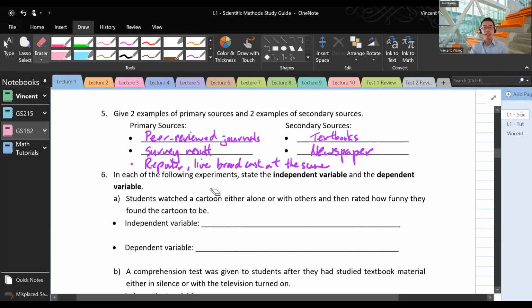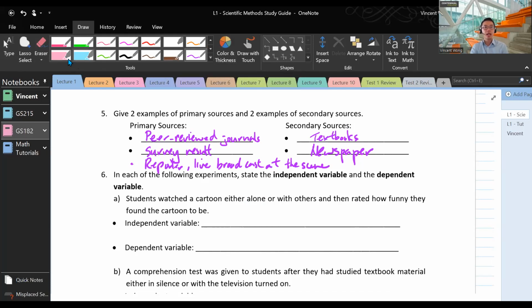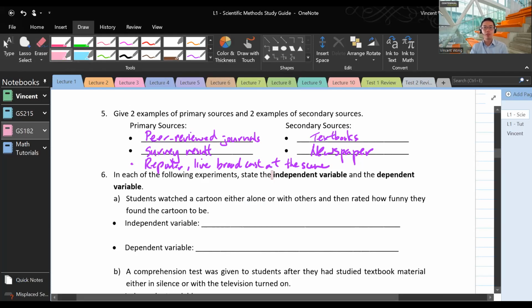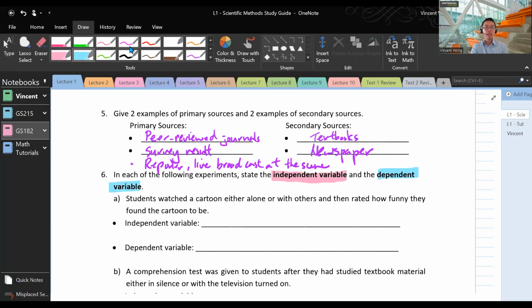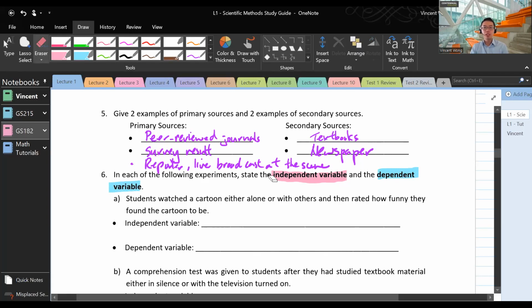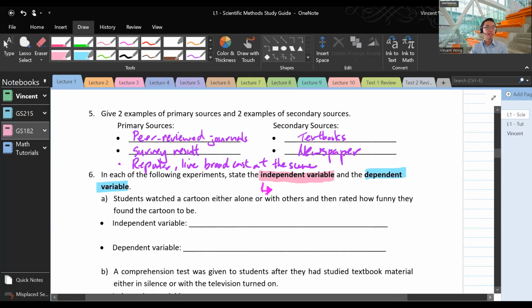Number 6, I did this already in the lecture recordings, but just to quickly go through these things, independent versus dependent variable. Does anybody want to tell me what independent variable means? Feel free to unmute if you are comfortable talking. If not, typing is also fine. What is independent variable?